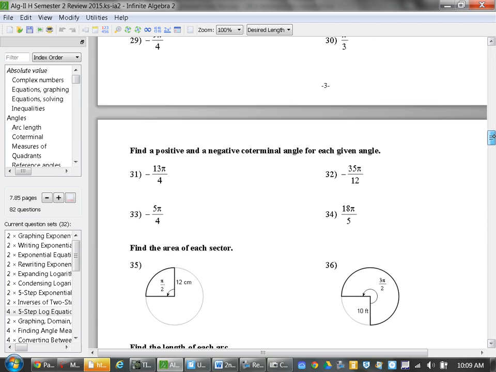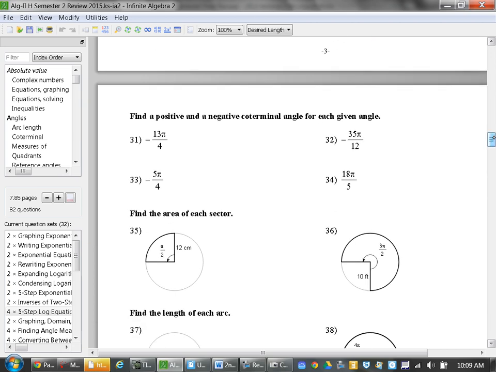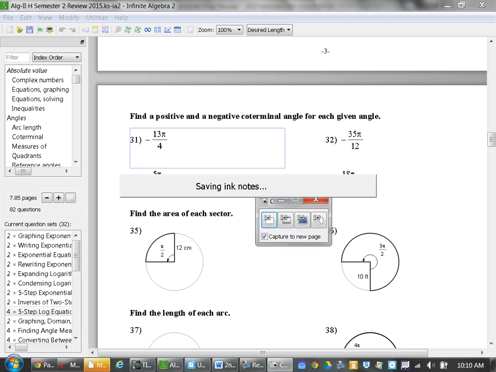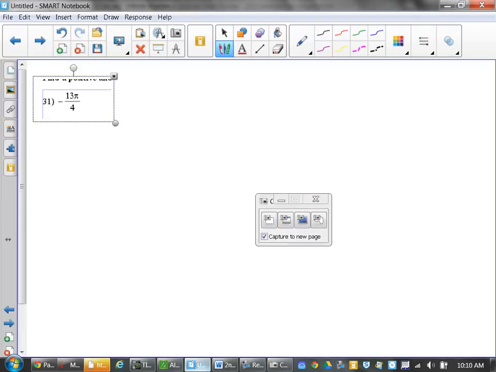Find a positive and a negative coterminal. What's up? For $1. I didn't win the mega, I'm broke. All right. Somebody in Blue Island won it, I guess.